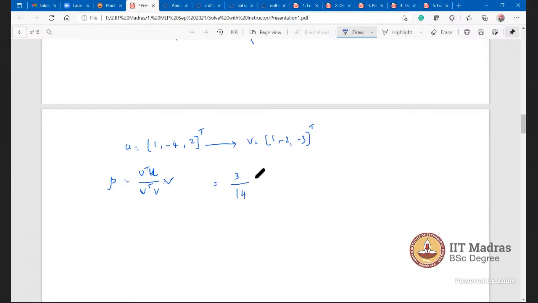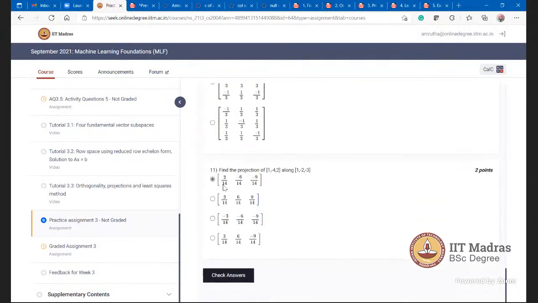And you are multiplying this scalar with the v vector, so therefore (1, -2, -3), which is 3 by 14, minus 6 by 14 and minus 9 by 14. So that's your answer. Previously it was mentioned wrongly, so we have now changed the option. So this is your correct option: 3 by 14, minus 6 by 14 and minus 9 by 14.